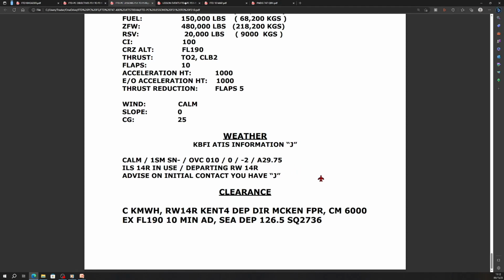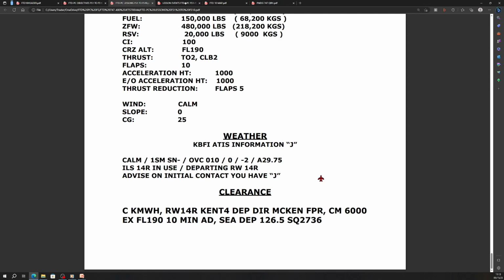The winds are calm, 1 statute mile, light snow, overcast skies at 1,000 feet, temperature 0, dew point -2, altimeter 2975. We'll be departing 14 right, ILS 14 right is in use. So you can see we have icing conditions with precipitation and temperature less than 10 Celsius. We're also less than 3 Celsius, so that's where we would require the engine run-ups as we taxi out if we were more than 30 minutes.